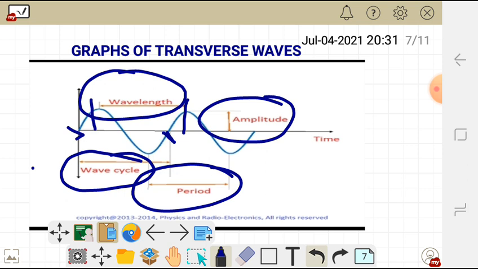Period is simply the time taken to form one complete wave. Then we have frequency and amplitude. The amplitude is the distance from the resting position to the highest point that the wave reaches. So if you are asked to find the amplitude, simply calculate the distance from the resting position to the highest point of the wave.